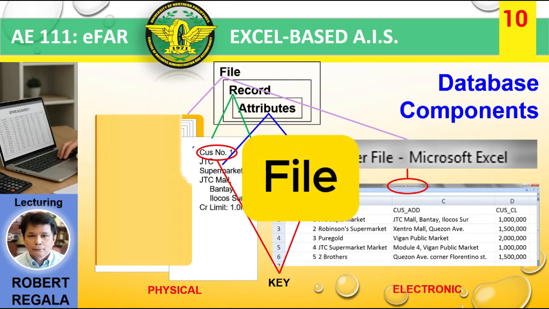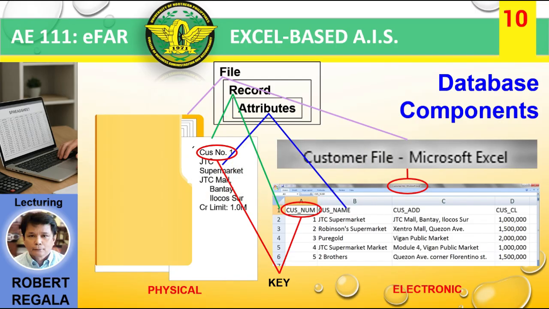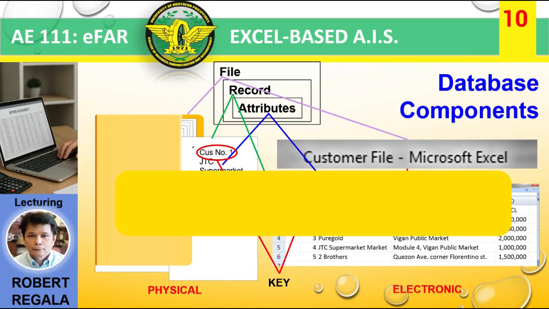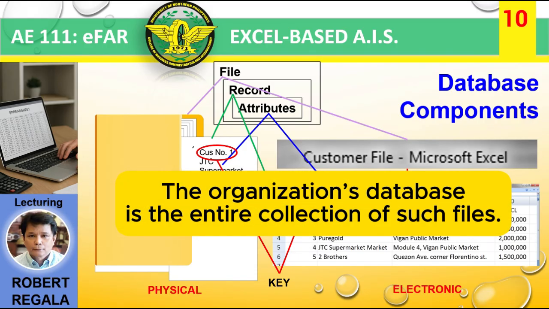File. A file is a complete set of records of an identical class, in our example, a complete set of customer records. Similarly, files are constructed for other classes of records such as accounts receivable, inventory, accounts payable, and payroll. The organization's database is the entire collection of such files.